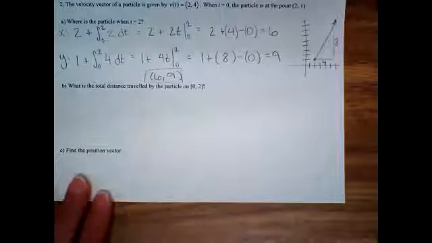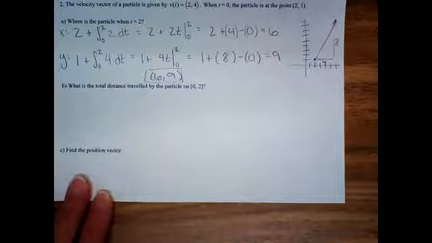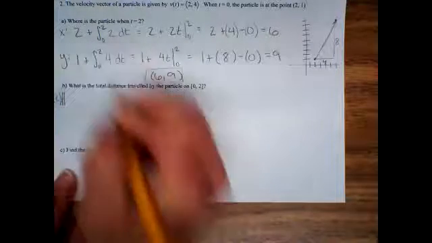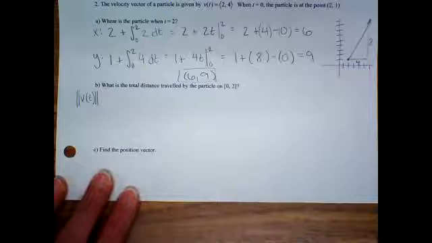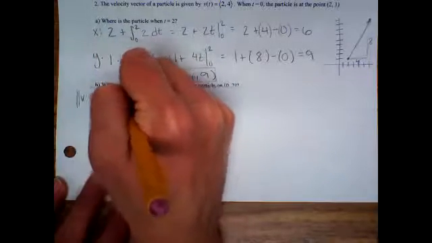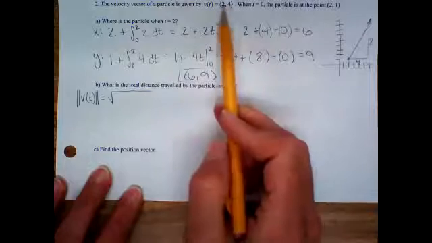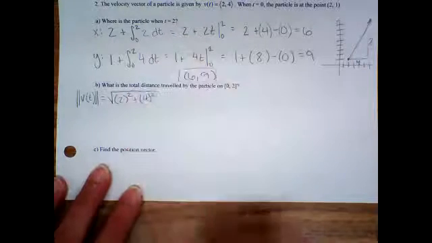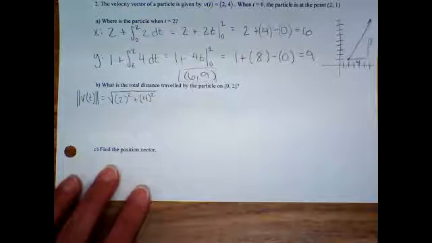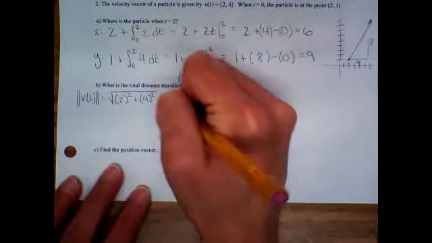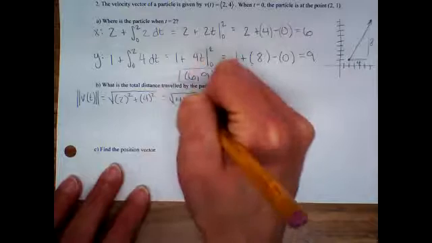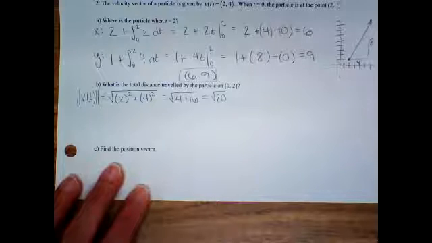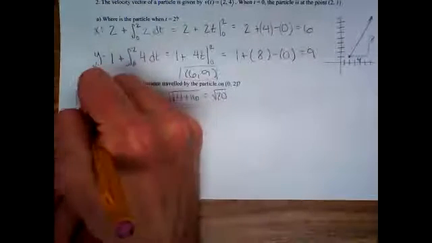All right, what is the total distance traveled by the particle from 0 to 2? I'm going to show you 2 ways to do this as well. First thing you can do is look at the magnitude. And that's going to be that gigantic square root. Actually, it won't be so big in this case because our velocity is just numbers. It would be 2 squared plus 4 squared underneath of there. So it's going to be square root of 4 plus 16. So square root of 20. So that's your magnitude.